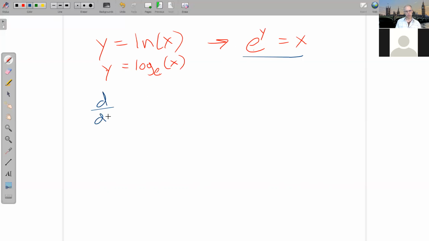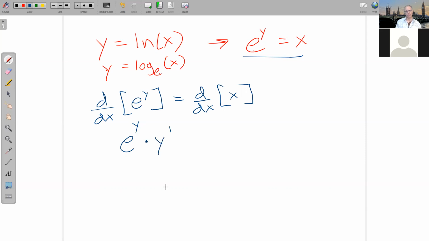So the derivative with respect to x of e to the y equals the derivative with respect to x of x. So derivative of e to a power is e to that power, but y is a function of x, so I have to multiply by its derivative, which is y prime. And on the other side, I get 1. So then taking this a little bit farther, I'm going to divide by e to the y, so y prime is equal to 1 over e to the power of y.